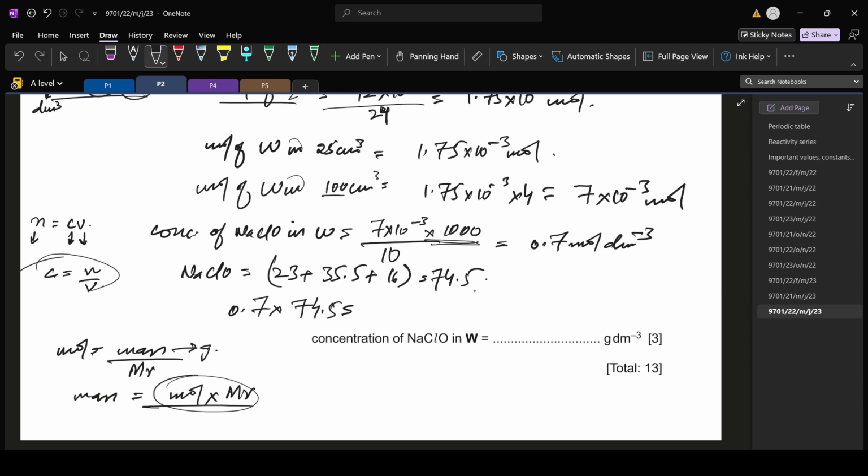So it's actually 52.2. So this is your final concentration in gram per dm cube, 52.2.